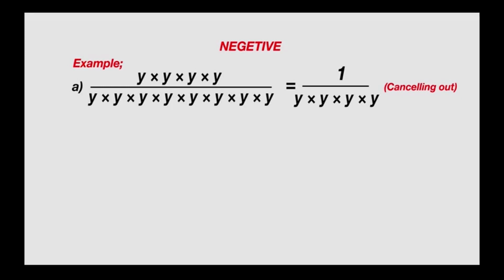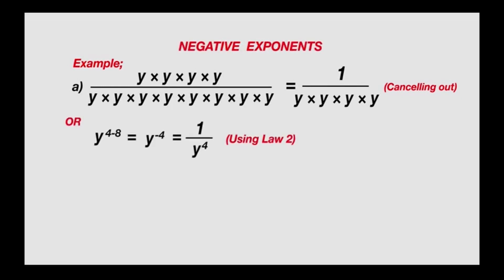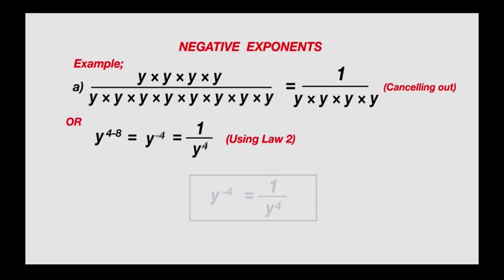On the other hand, we can use the second law of division to work this question. That will give us y raised to the power 4 minus 8. That gives us y to the power negative 4. So we are saying that y to the power negative 4 is the same as 1 over y to the power 4. You should be very careful here. One has a negative sign, the other one does not have a negative. But it helps us to be able to change our exponents from negative to positive. This means that y raised to the power negative 4 is equal to 1 divided by y raised to the power 4.